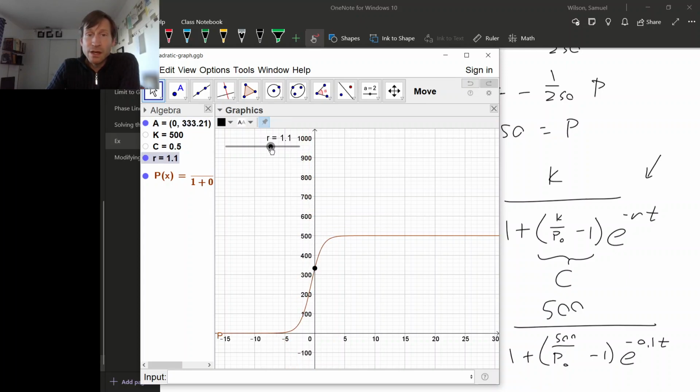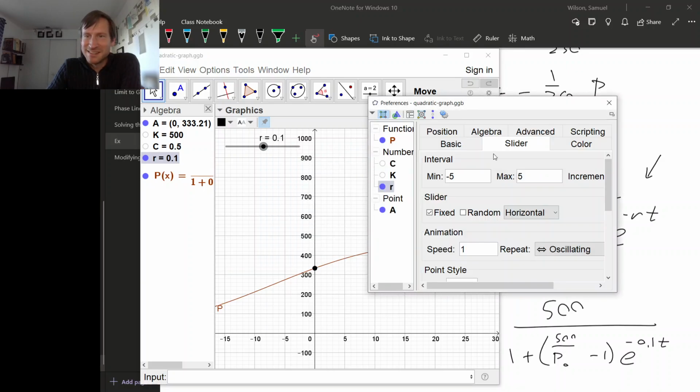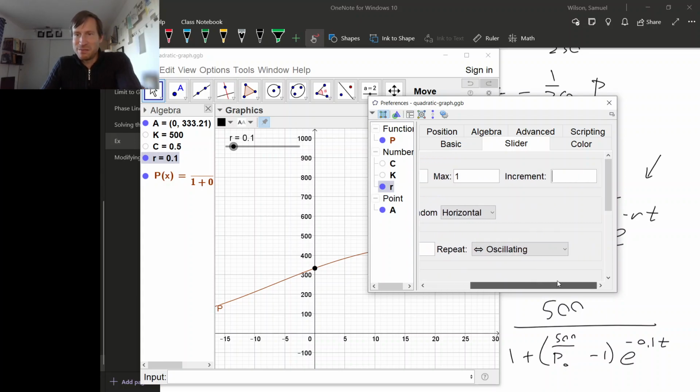If the growth rate is smaller, in fact, this slider is stepping from 0.1 directly to 0. Let me adjust this slider, I guess. Let's say the minimum is 0 and the maximum is 1 and the step size is 100th maybe, or 1,000th. Here we go.